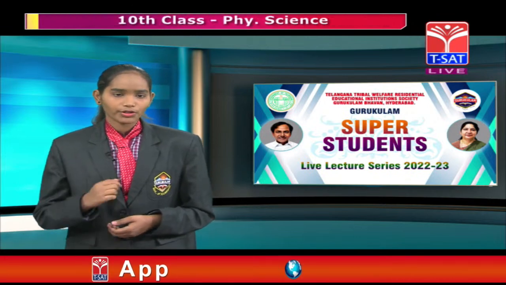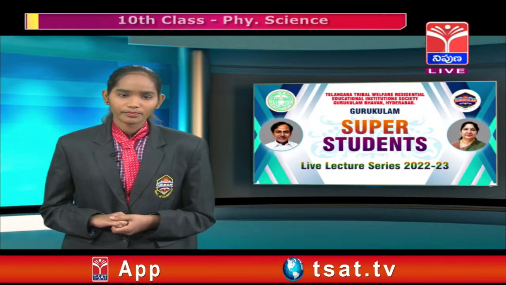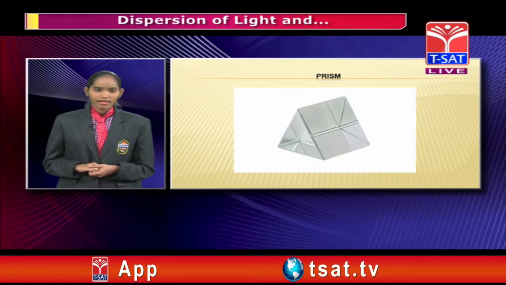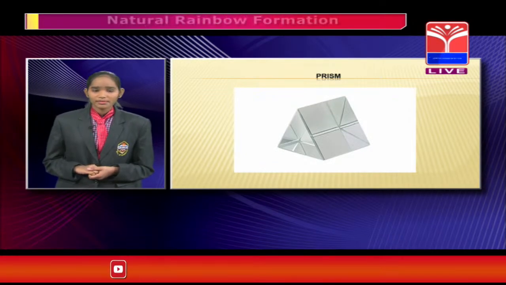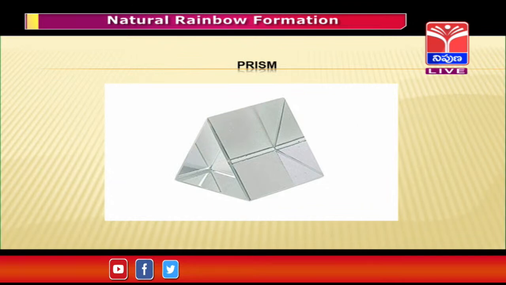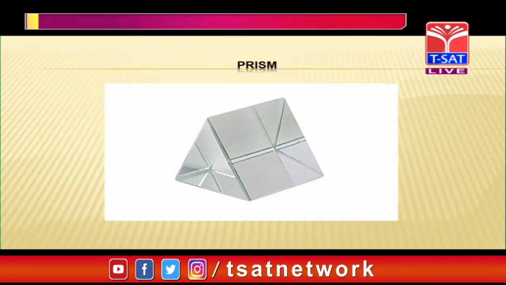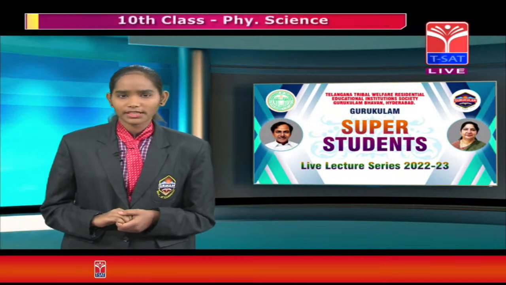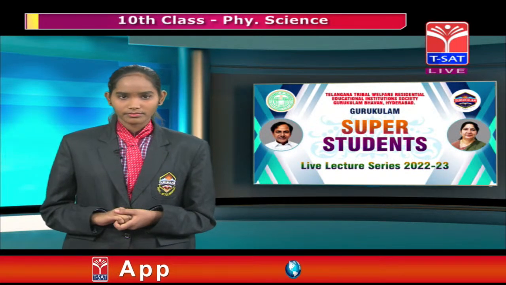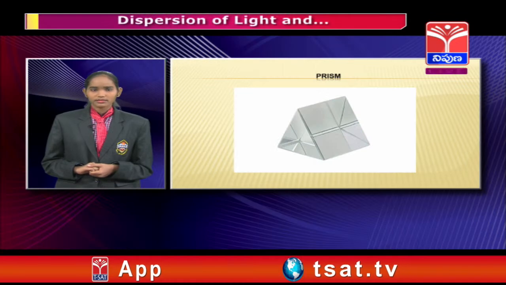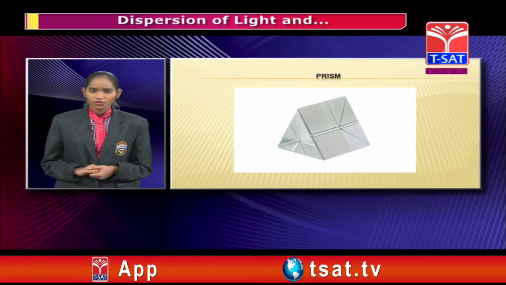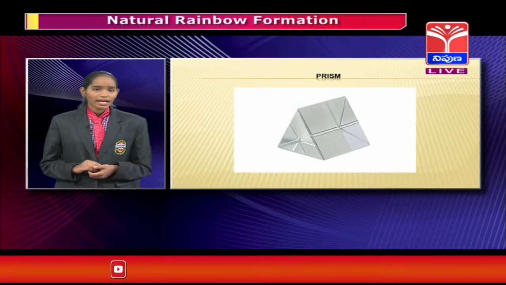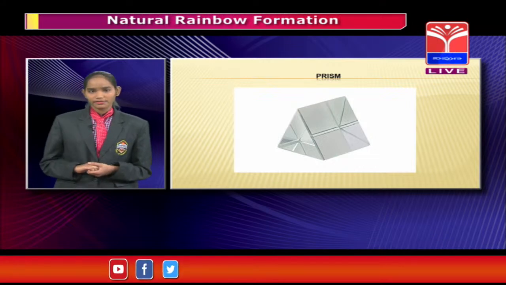Now, what do you observe in this picture? Yes, a prism. A prism is a transparent medium which separates the surrounding mediums and has two plane surfaces which are inclined at a certain angle in such a way that the light is incident on one of the plane surfaces and emergent from another plane surface.